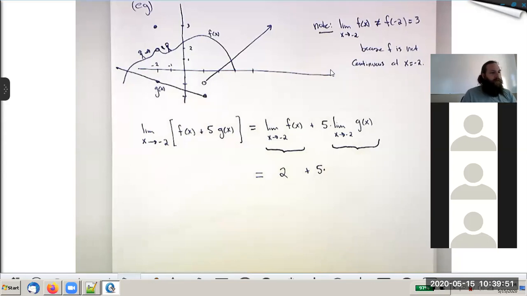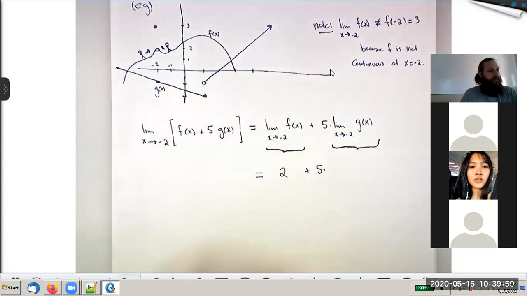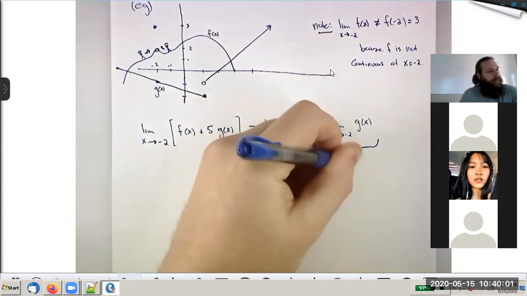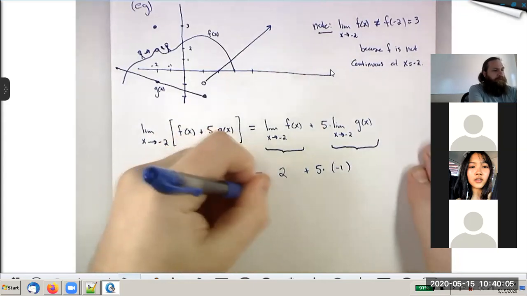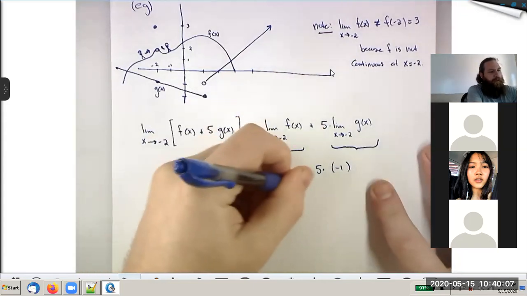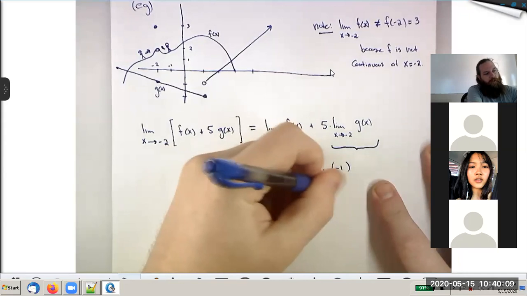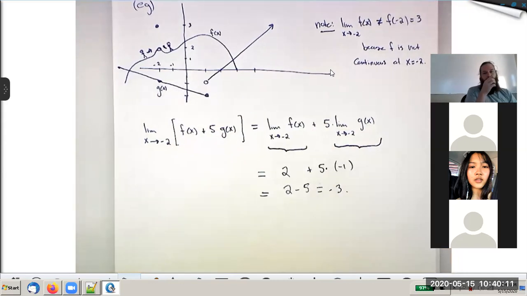So as x approaches negative 2, along the graph of g of x, where are my y values going? Negative 1. Yeah, good, they're going to negative 1. So overall, the value of this expression is 2 plus 5 times negative 1, or 2 minus 5, which is negative 3. Not too bad, right?